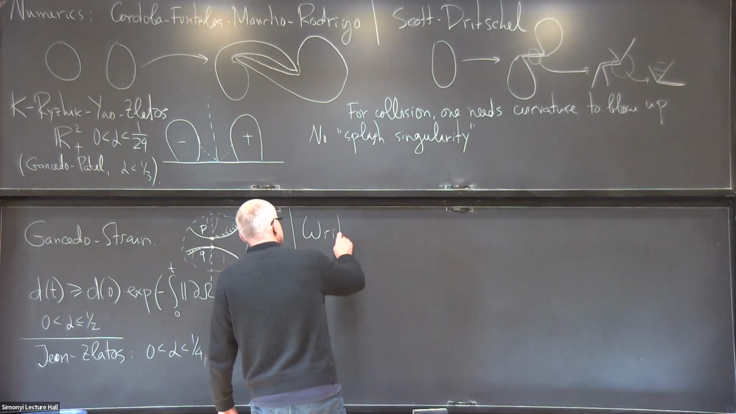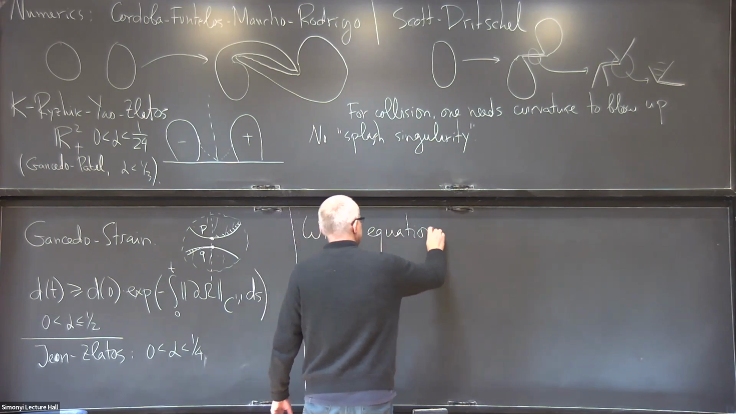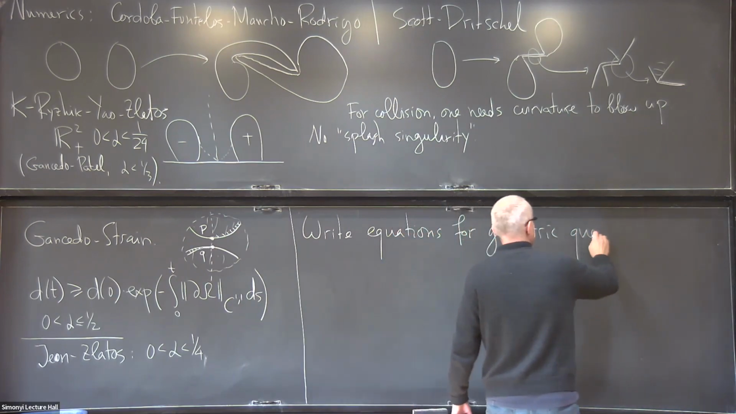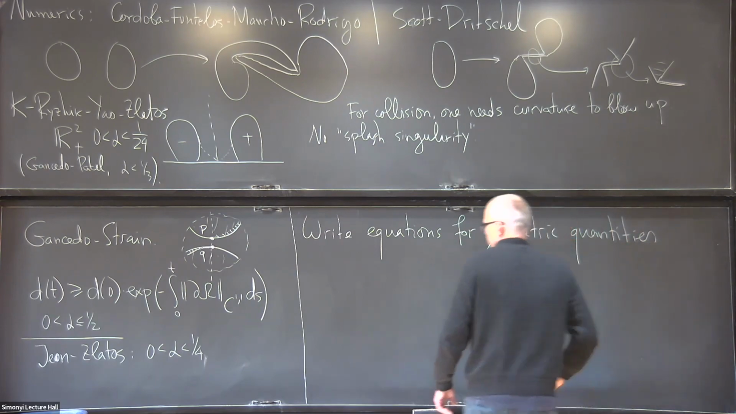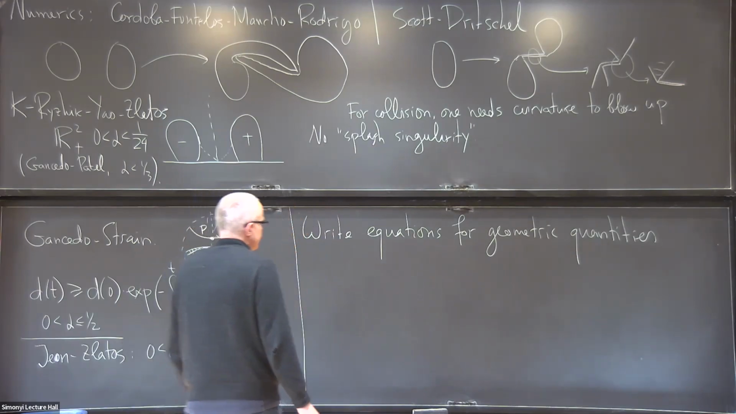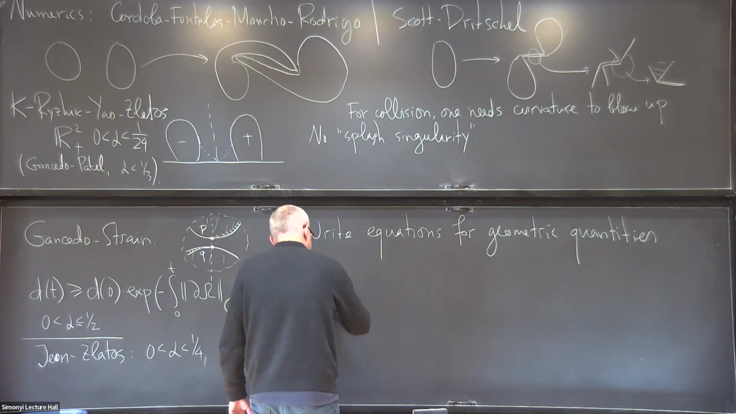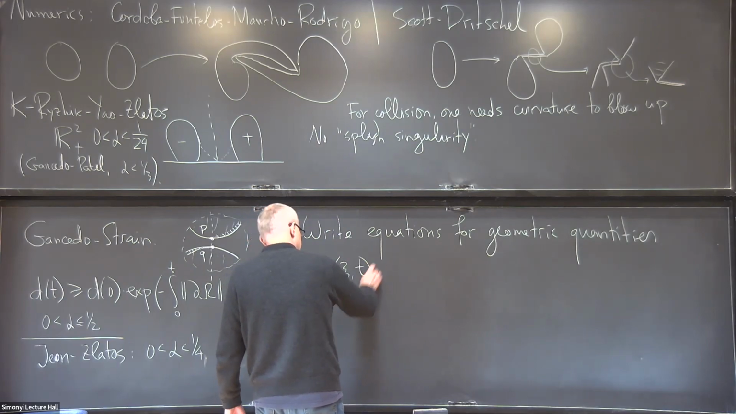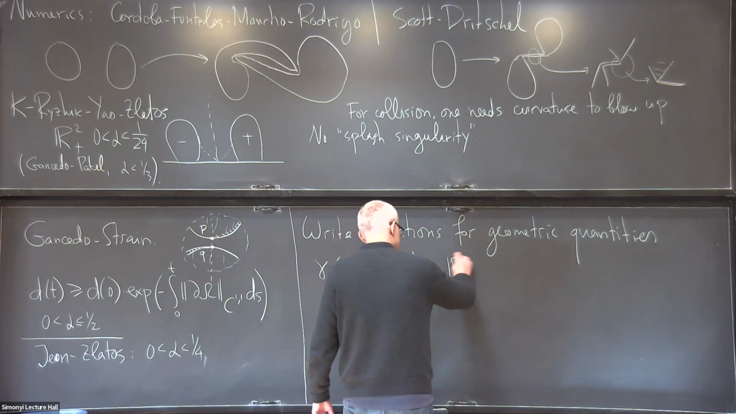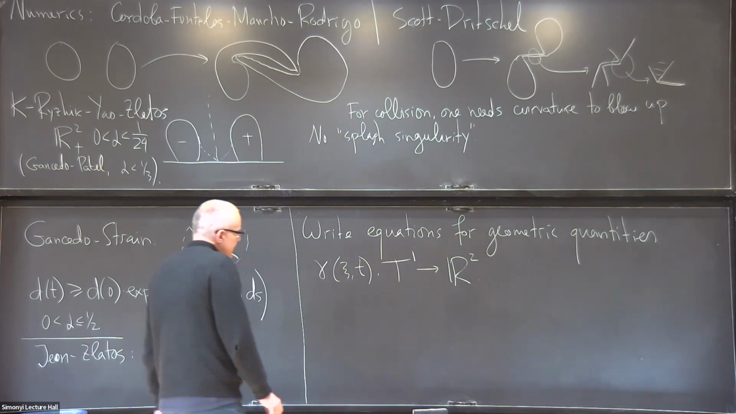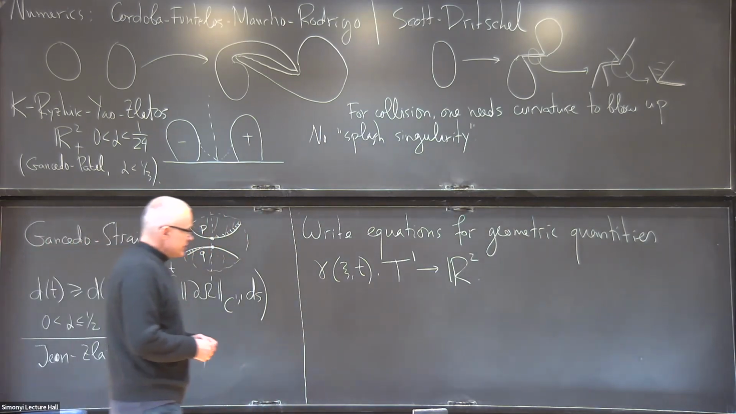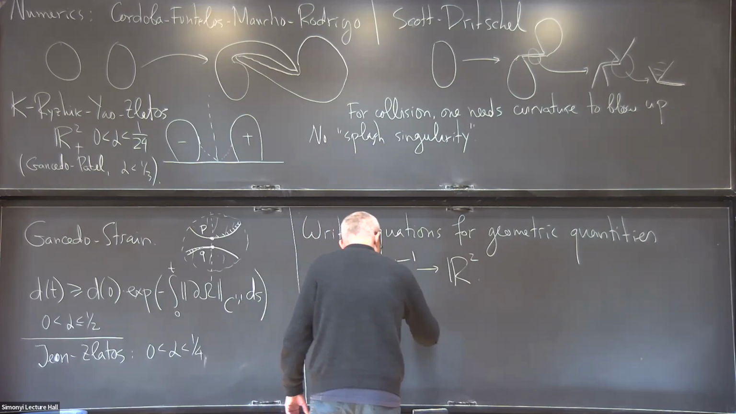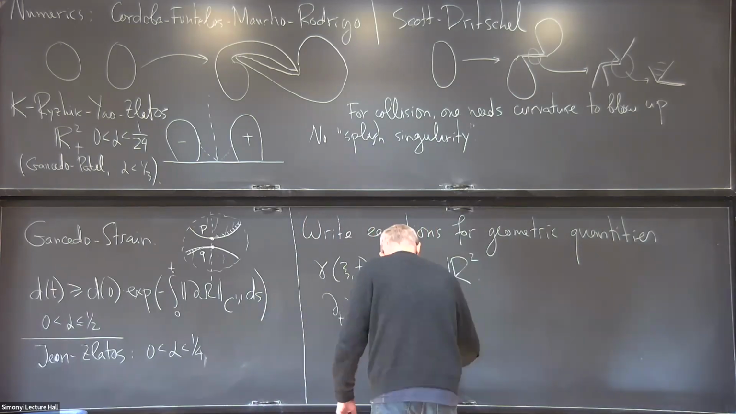So, write equations for geometric quantities. And before I start with that, I have to use some notation. So we'll look at a single patch and parameterize it by a map from labels into R2. And then the patch evolution can be reduced to something called the contour equation. So the evolution equation for the patch can be written in this form.